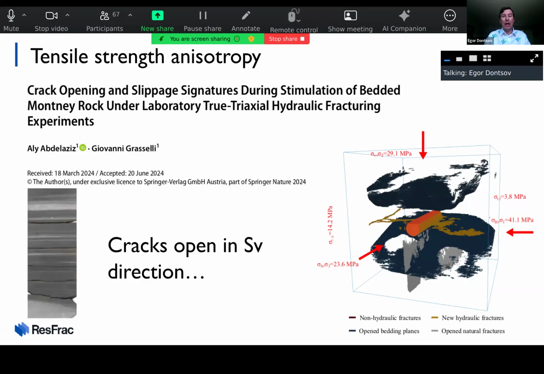And also, I hear stories from people who did lab experiments that occasionally they also observe such results, but they never publish them because our mental state is such that we must have vertical fractures. So they basically threw these results away, and then increased stress anisotropy until they got vertical fractures, because for publications, they must have vertical fractures.